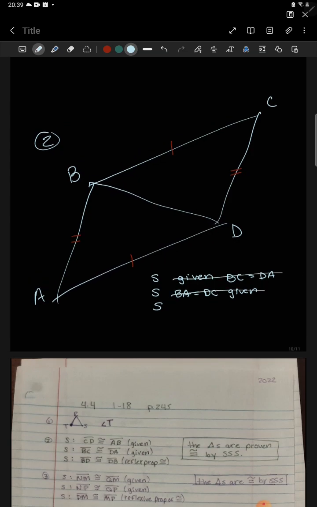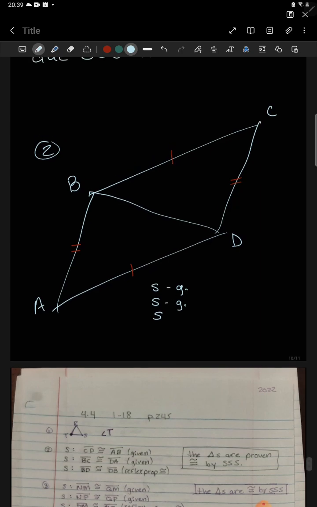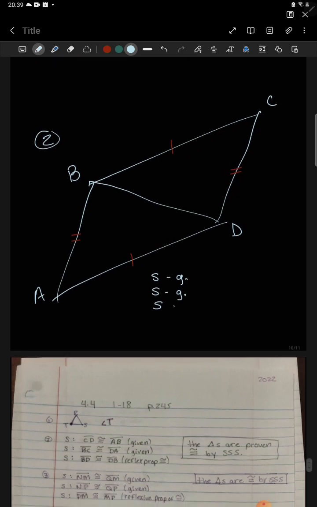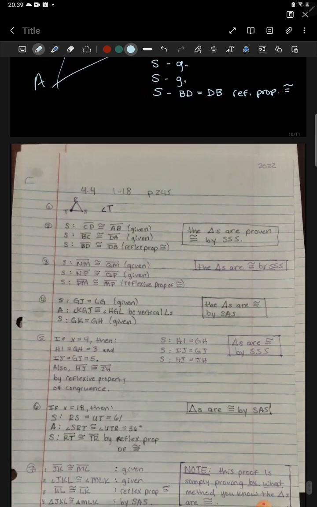I'm not really looking for that. I mean, you can fill it in if you want to, or you could just say, well, one side is given, one side is given. You can even abbreviate with a G, okay? One side is given, one side is given. And the other side, the one that you're supposed to figure out at this point, is BD is equal to DB. Why? By the reflexive property of congruence, right?